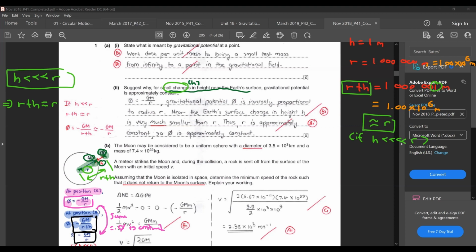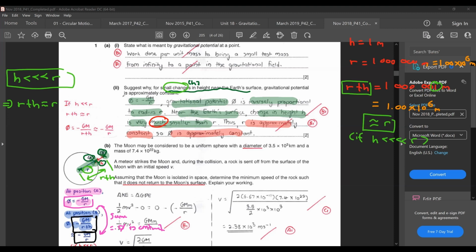All right, so your answer will be something like this, where you say here, phi is negative GM over R, gravitational potential phi is inversely proportional to your radius R. Now, near the Earth's surface, your change in height h is very much smaller than radius R. You have the keyword much smaller. Thus, R is approximately constant. So phi is approximately constant.